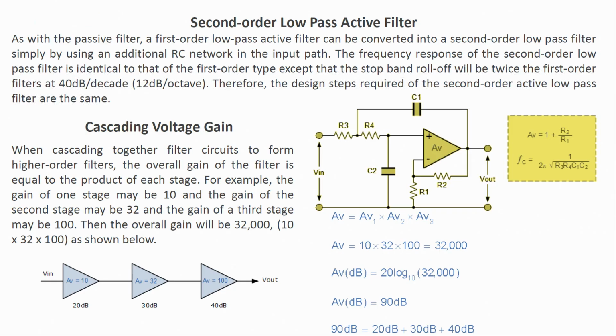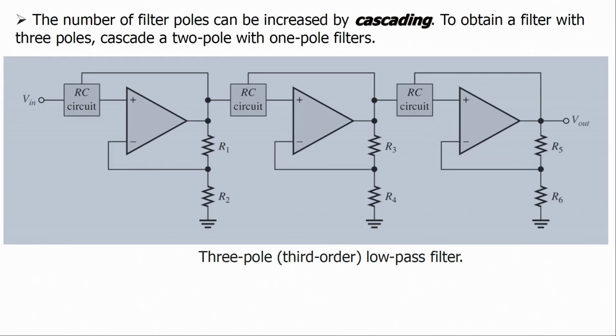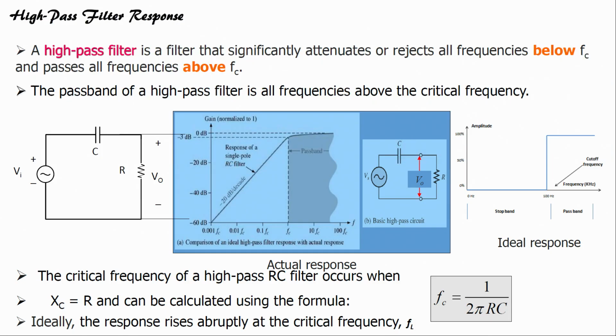So, the cascading from a single pole to a 2 pole filter, we can make it by cascading the R and C. If you keep on cascading, the number of filter poles can be increased. To obtain a filter with 3 poles, cascade a 2 pole with a 1 pole filter and so on. So, this is a 3 pole low pass filter. 1 pole will give you minus 20 dB per decade, right. So, 3 pole will give you about minus 60 dB per decade.